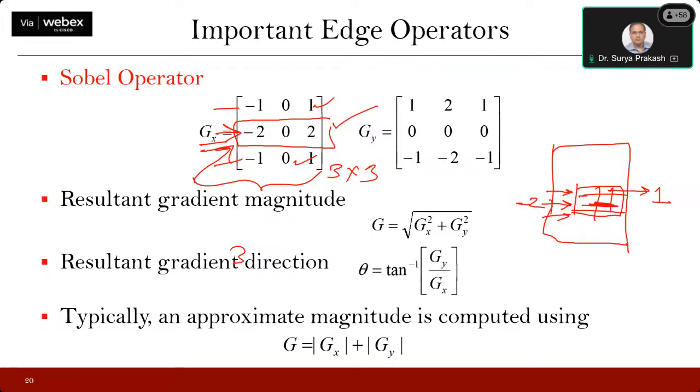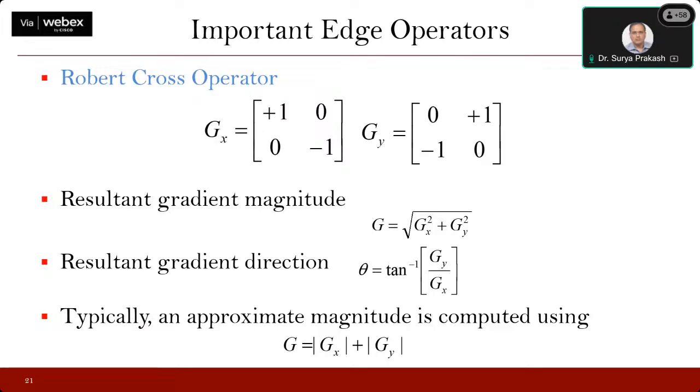Now you have Gy, which gives you the change in the y direction. Here also, with respect to this change we have more weightage, and with respect to these two changes we have less weightage. So these are the standard operators defined in terms of matrices, and with the help of these matrices you can compute the edges by convolving the image with these filters and then using suitable thresholding. We are going to see that later.